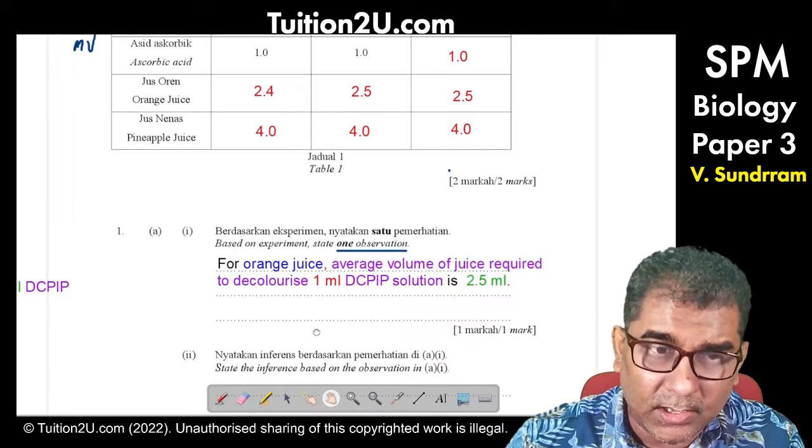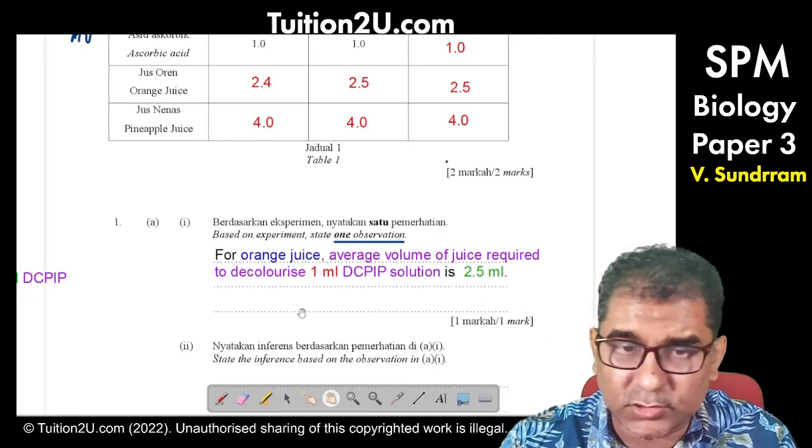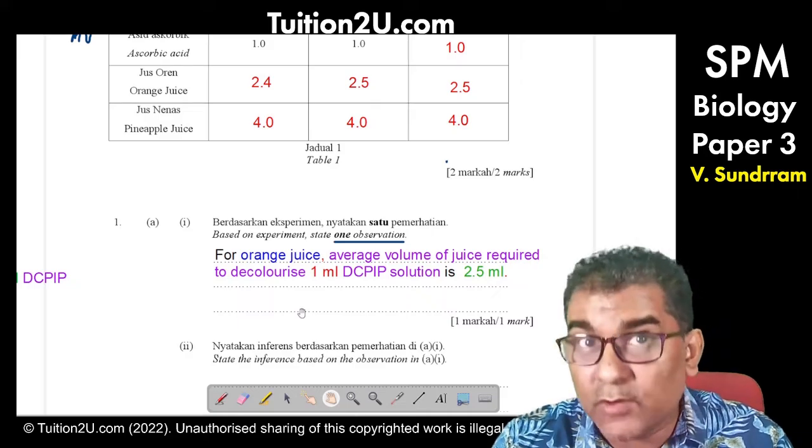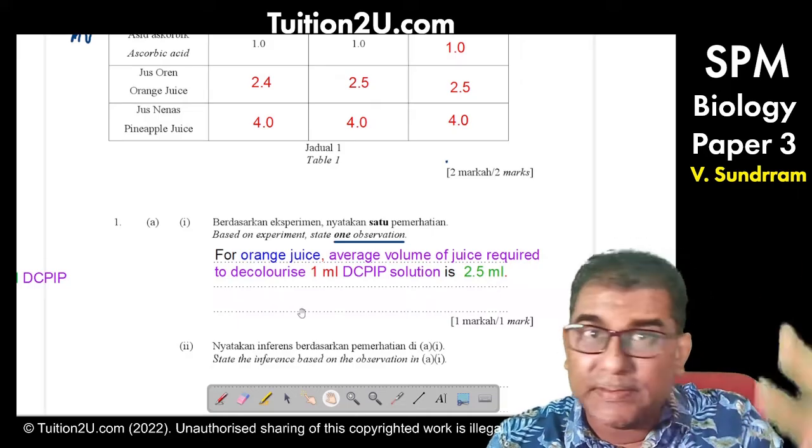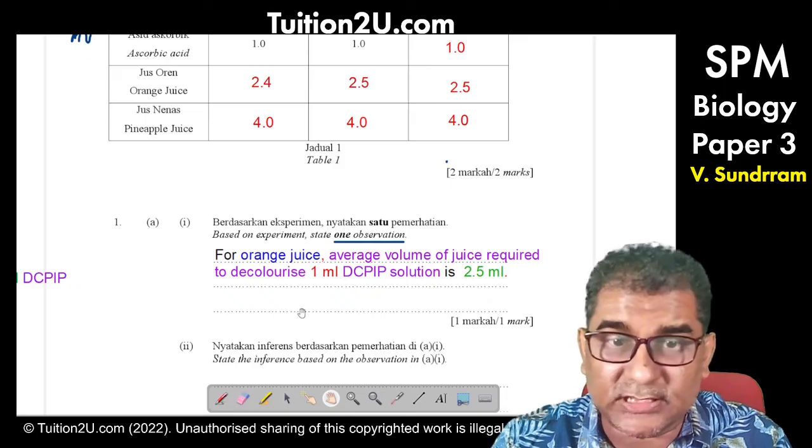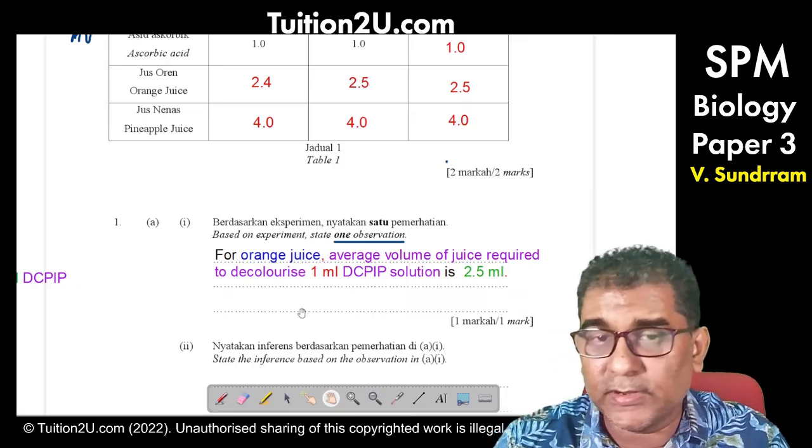From that, question 2. Inference based. Now is the time you need to explain to the examiner. You told the examiner that you are using 2.5 ml.